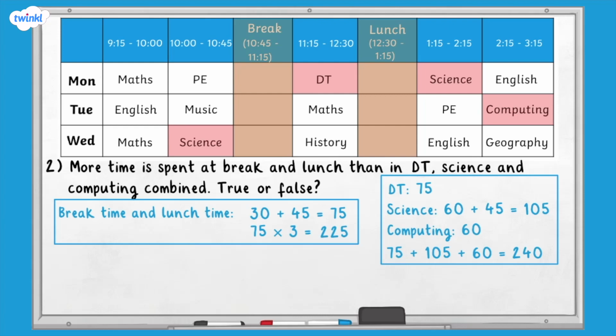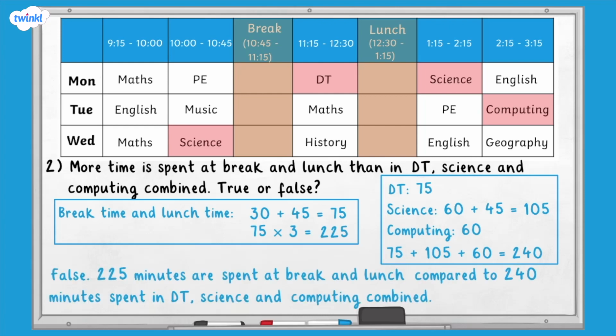So this statement is false because 225 minutes are spent at break and lunch, compared to 240 minutes spent in DT, science and computing combined.